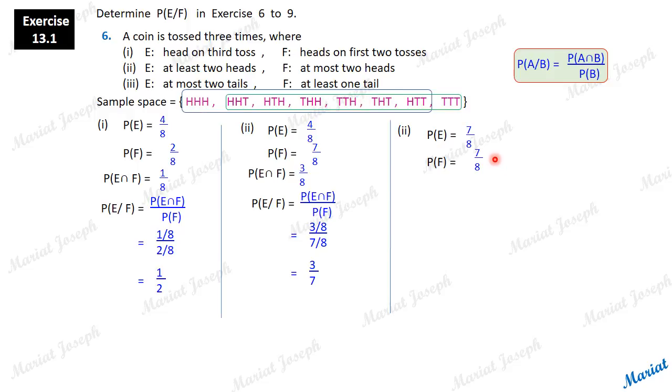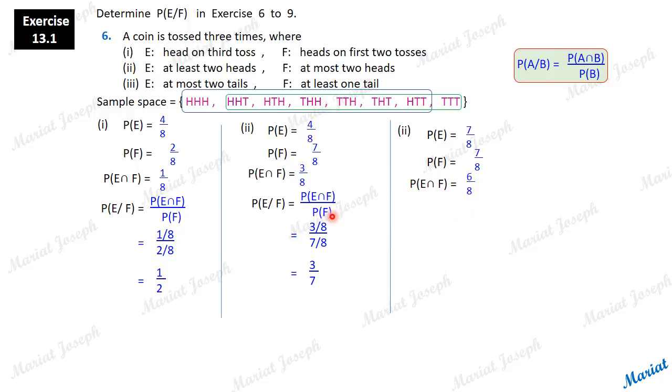Notice that these 7 are not the previous 7. First 7 were these. Next 7 are these. Now, in order to find the conditional probability, go for the common elements. As you can already see, these 6 of them are common to both E and F. So, probability of E intersection F is 6 upon 8.